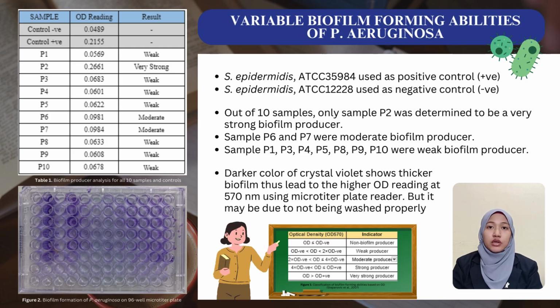Next, variable biofilm forming abilities of Pseudomonas aeruginosa isolates. Two different strains of Staphylococcus epidermidis were used as positive and negative controls. Out of 10 samples, only sample P2 showed a very strong biofilm producer. Samples P6 and P7 were moderate biofilm producers, and samples P1, P3, P4, P5, P8, P9, and P10 were weak biofilm producers. These were determined using the calculation in Figure 3 below.